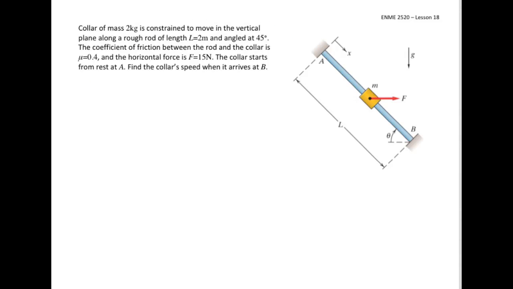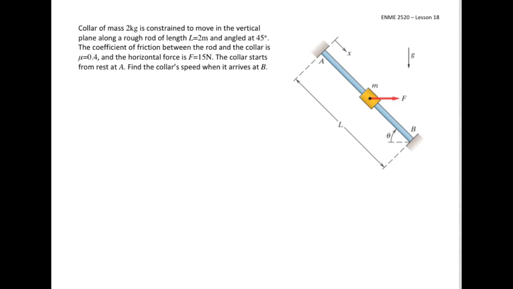All right, let's do an example. So here we have a collar that's sliding on this rod. It's 2 kilograms. It's constrained to move in the plane along this rod. This rod has friction. It's angled at 45 degrees. We're given a coefficient of friction, and we also have a force that's applied to it in the direction to the right.